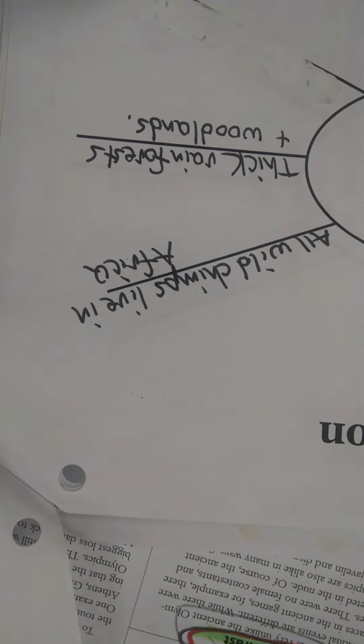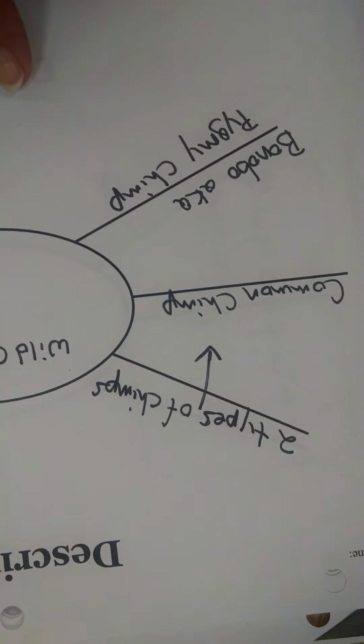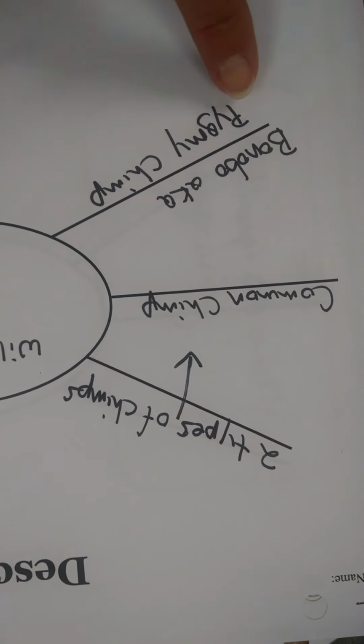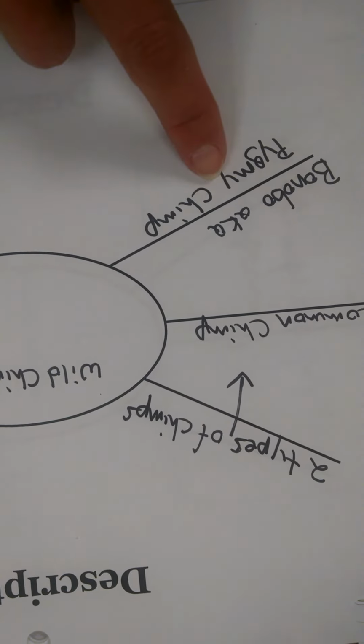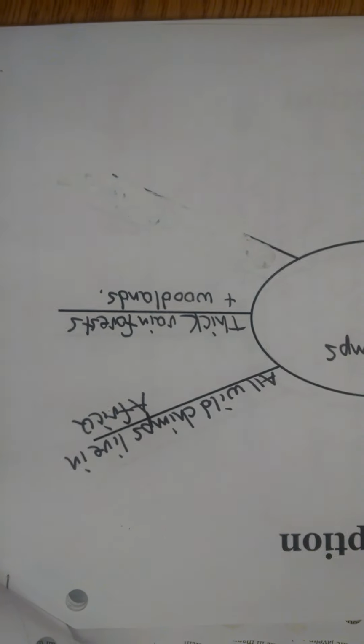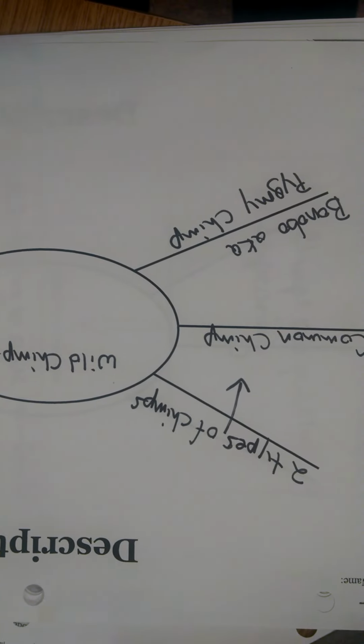There are 2 types of chimps. The common chimp and the bonobo, also known as pygmy. So all wild chimps live in Africa. They're in the thick rainforests and woodlands. There are 2 types of chimps, common and bonobo. Did I spell that right? Yes, bonobo, also known as pygmy chimp. So here's the right side, if you need to pause it, and here's the left side.